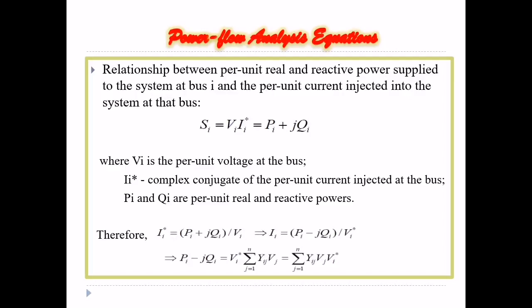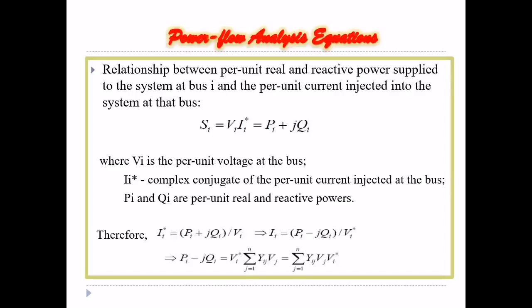Is it not? Ii conjugate is Pi plus jQi divided by Vi. What is Ii? You take the conjugate. Ii conjugate whole conjugate is Ii. So Ii is Pi plus jQi divided by Vi, whole conjugate. That becomes Pi minus jQi by Vi conjugate. Please see that: Ii is Pi minus jQi divided by Vi conjugate.